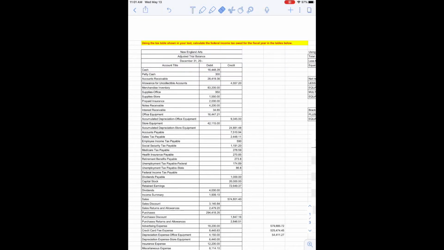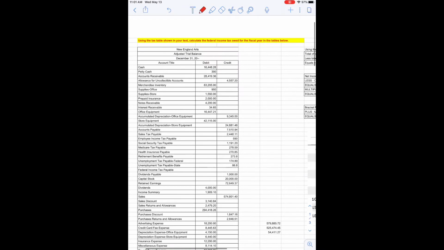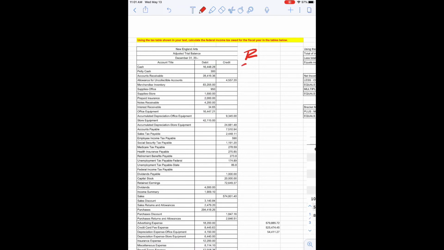To calculate the federal income tax payable, we first must determine if this company, New England Arts, has a net income or a net loss. If you remember, our formula to calculate net income is revenue minus expenses, which gives us net income or loss. Again, if they have larger revenues than expenses, they'll have net income.